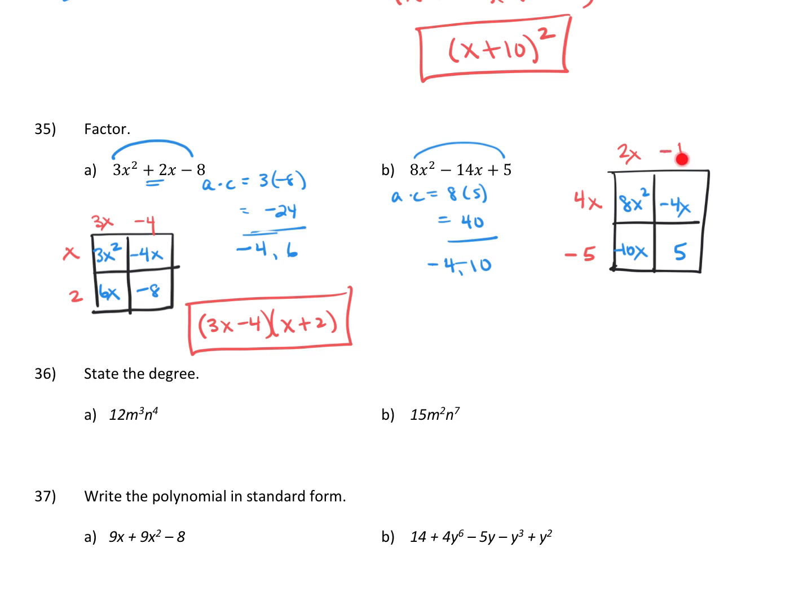Now let's see, does that work? Is negative 1 times 4x negative 4x? Sure is. And then to get this positive 5, is negative 1 times negative 5 a positive 5? All right, now it's all working out. So our binomial factors, one of them is 2x minus 1, and the other one is 4x minus 5.